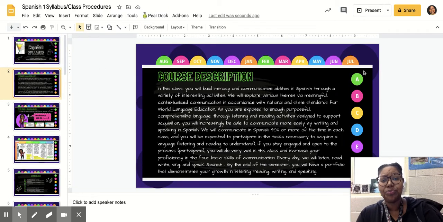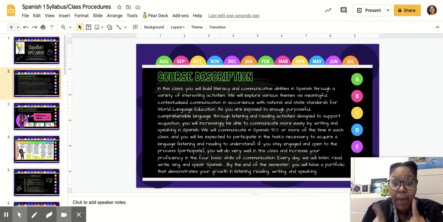Course description. In this class, you will build literacy and communicative abilities in Spanish through a variety of interesting activities. We will explore various themes via meaningful, contextualized communication in accordance with national and state standards for world language education.